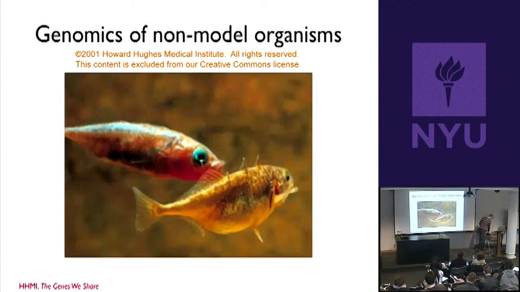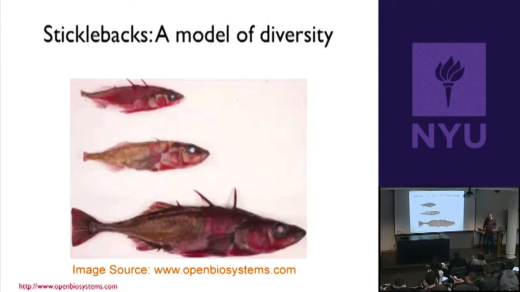So I encourage you to read that. And one of the examples in that booklet is these stickleback fish. And the sticklebacks are a model of diversity. So as I was saying, not all of them have these three spines. And in fact, you can see how different this fish is from that fish, both in pigmentation and in the sort of skeletal structure.